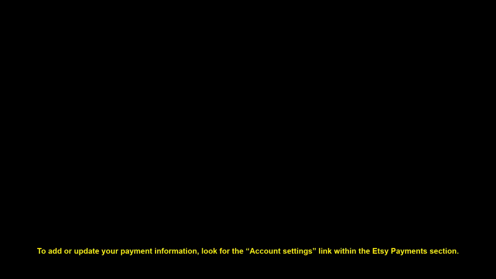To add or update your payment information, look for the Account Settings link within the Etsy Payments section. Click on it to modify your banking details or payment preferences. Make sure to save any changes you make before exiting.